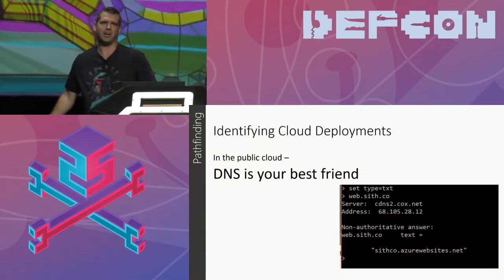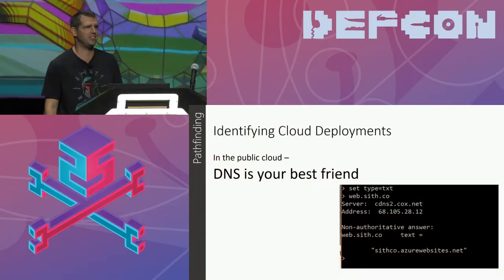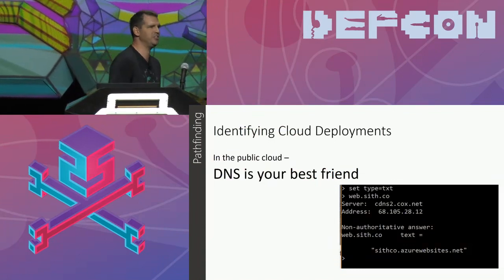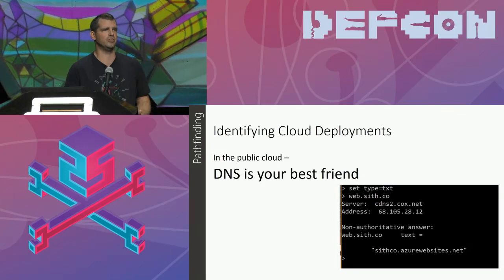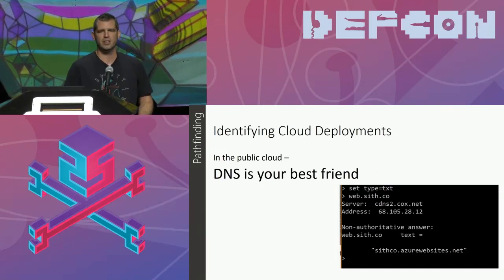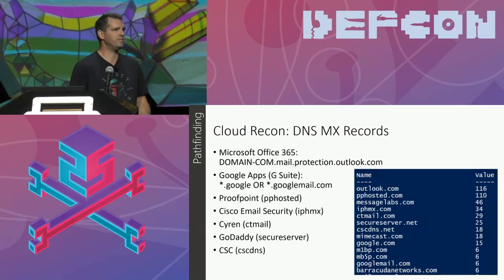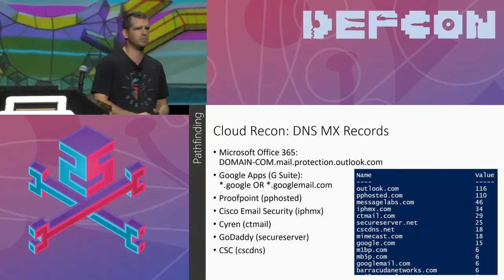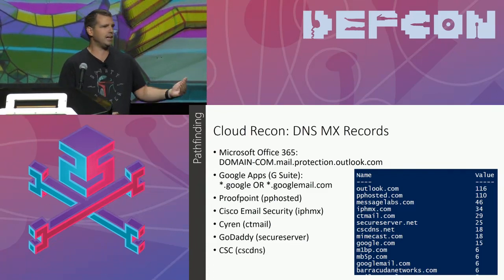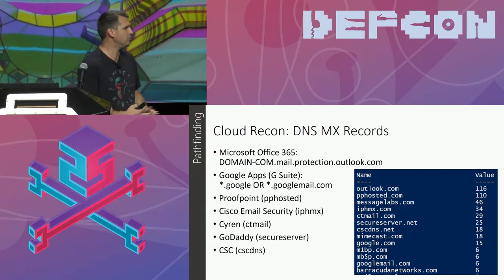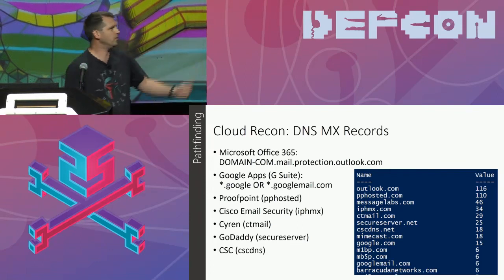Well, DNS is your best friend, just like it always has been. It's there. People put a lot of things into it to help services, resources, and users find other services. Like MX records. We can find a lot of information from MX records. So I did some scanning of DNS for a bunch of companies to see what I could find.